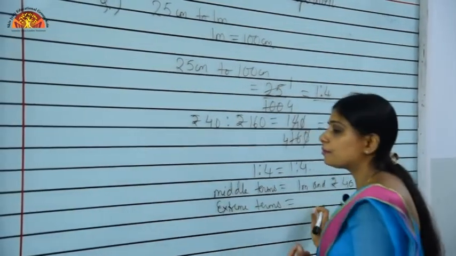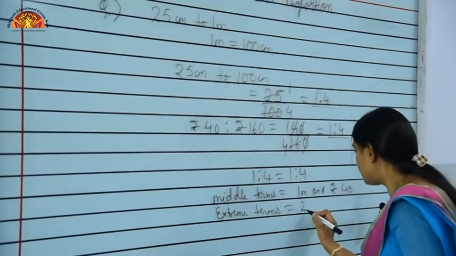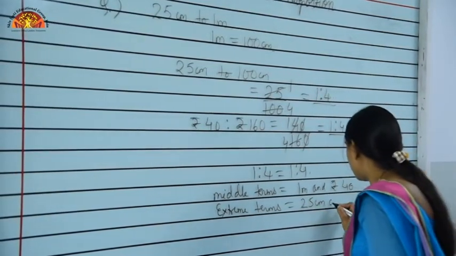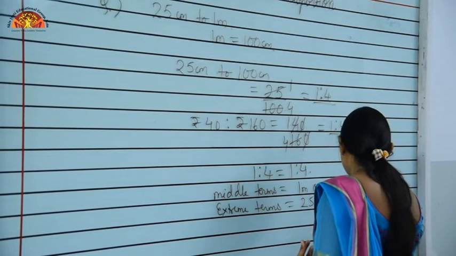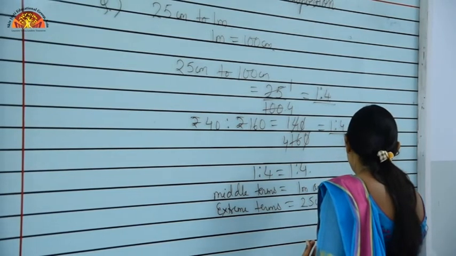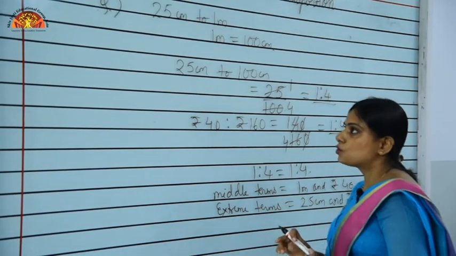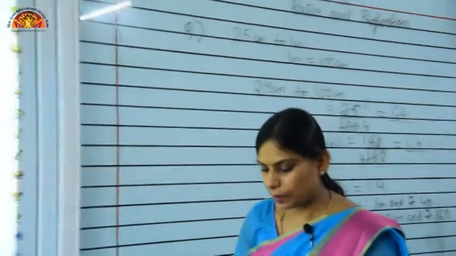Now what are the extreme terms over here? That is 25 centimeter and rupees 160. So these terms are in proportion.